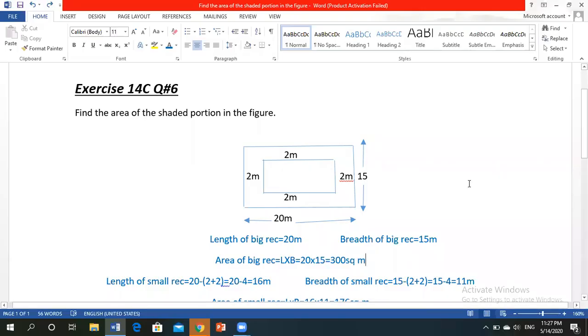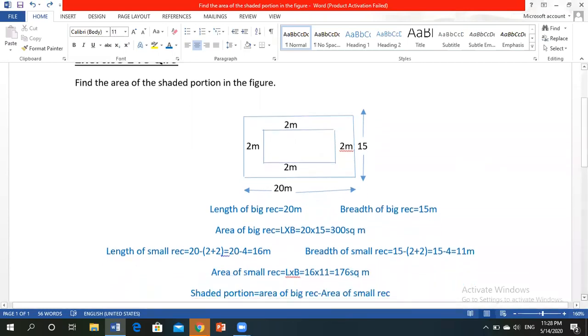Students, today we will do exercise C, question number 6, which is its last question. And the question is: find the area of shaded portion in the figure. The figure is given to you in the question. Now we will find the length.